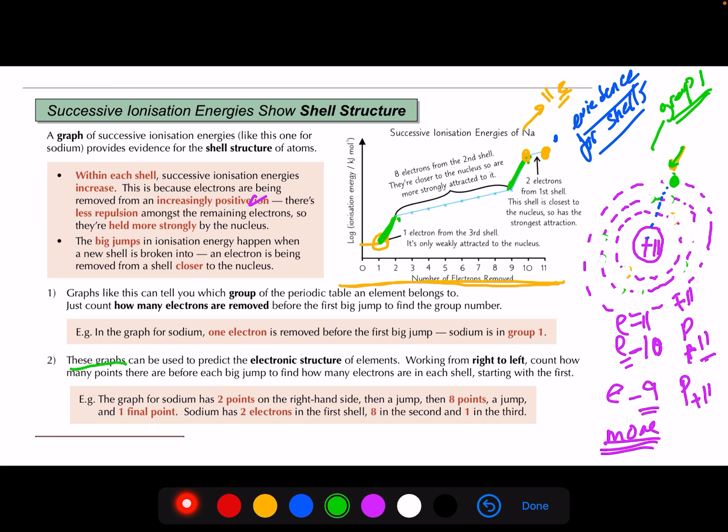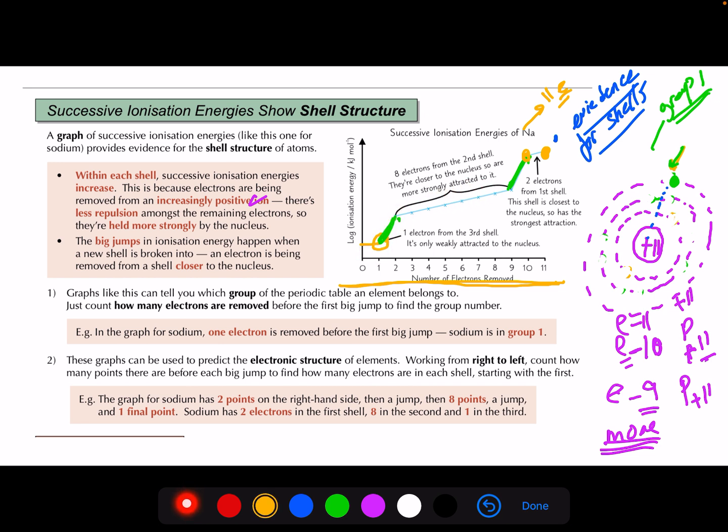Okay, these graphs can also be used to predict the electronic structure of an element. Working from, don't forget guys, you need to work from right to left. Count how many points there are before each big jump to find out how many electrons are in each shell, starting with the first. So the graph for sodium has 2 jumps, okay? So 2 points on the right. So there are 2 electrons in the first shell, a jump, then 8 electrons, which are the electrons in the second shell, as I explained. Then another jump, and then there's a final electron.